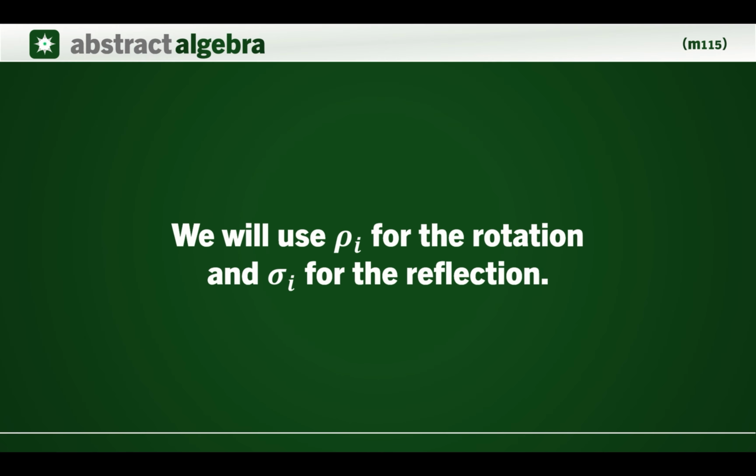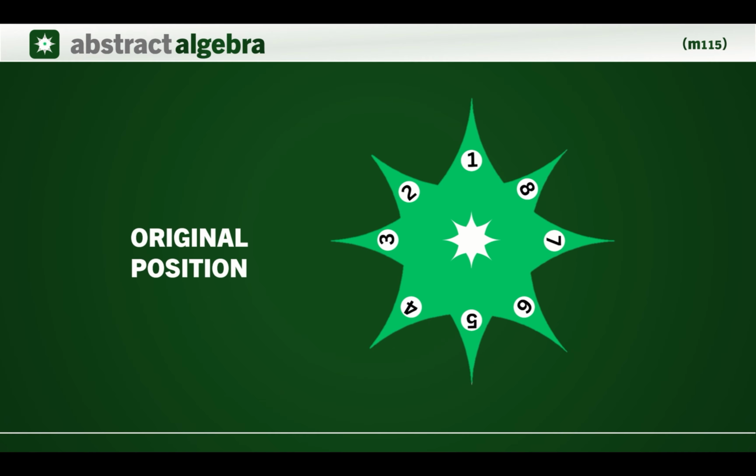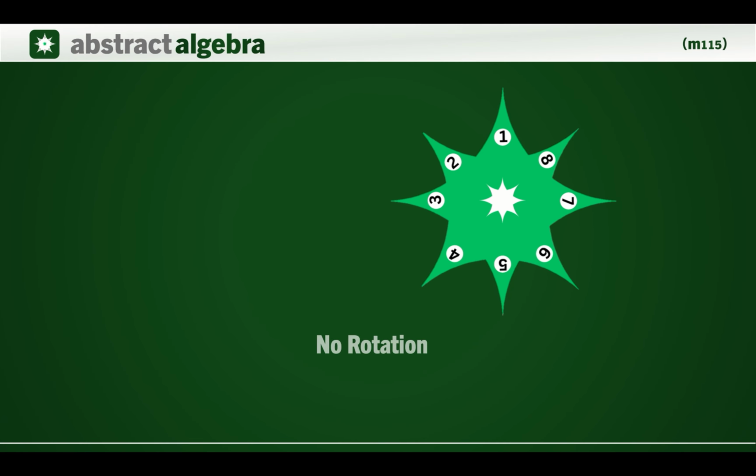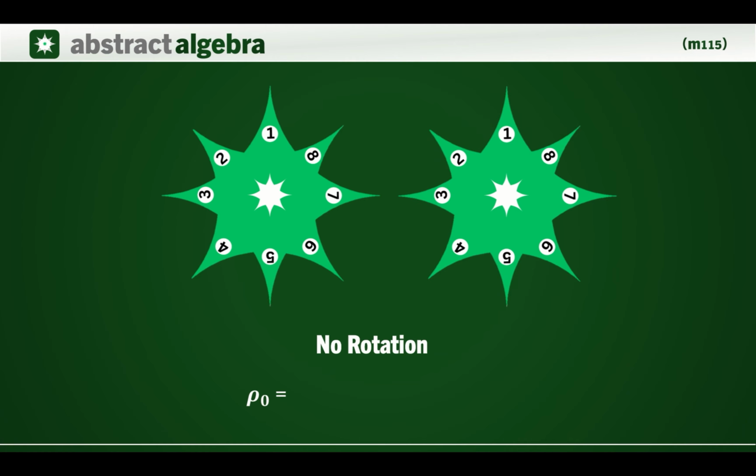We are going to use rho sub i for the rotations and sigma sub i for the reflections. So this is the original position of our geometric figure. Now we are going to find rho sub 0 for no rotation. So this is what it looks like.